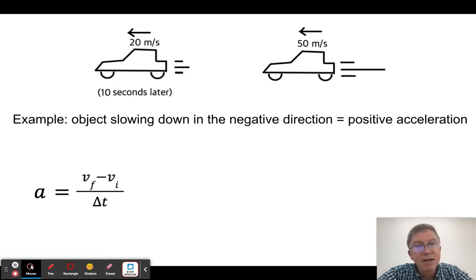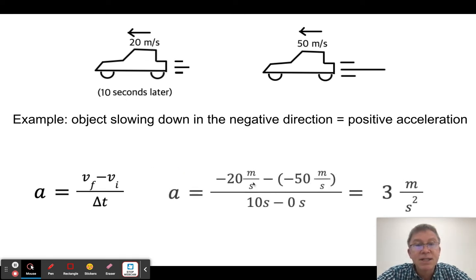Same thing is true in the negative direction. Here I'm starting out going 50 in the negative direction, but I end up going only 20 in that direction over the course of 10 seconds. If I calculate this out, I get negative 20 minus negative 50 over 10, which gives me positive 3. So even though the object is moving with a velocity in the negative direction, the acceleration is in the positive direction. And so that ends up slowing the object down as it moves in the negative direction.